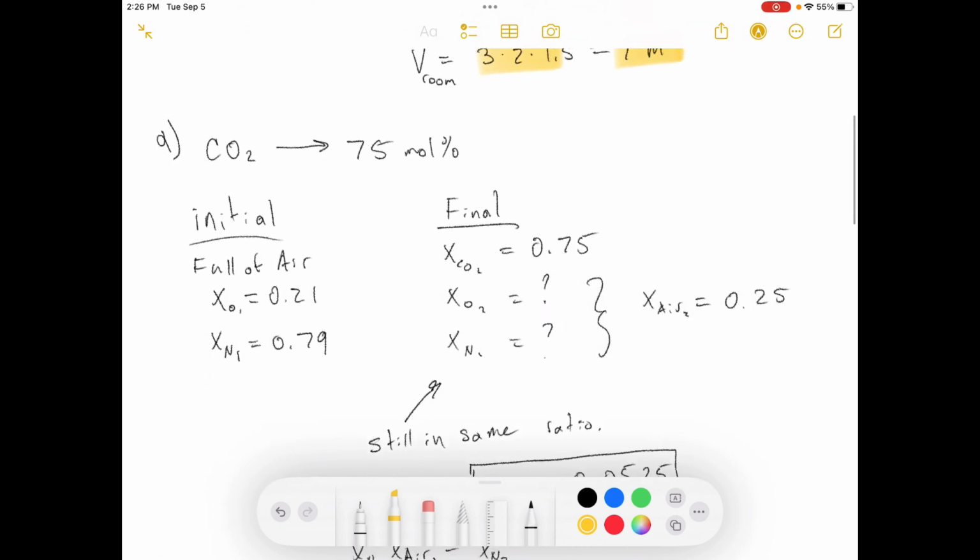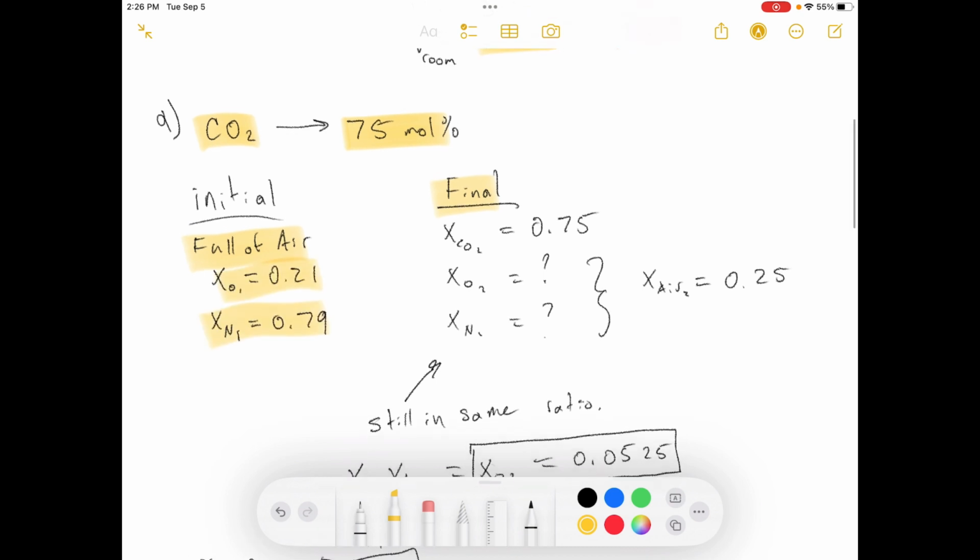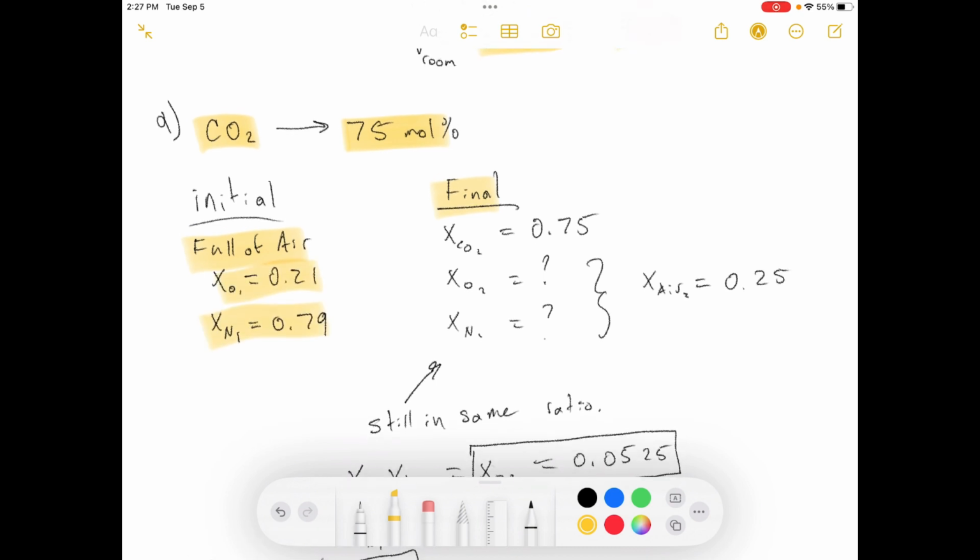Okay, so for part A, they asked, what would be the mole percent of oxygen if CO2 is at the lethal limit? Initially the room is full of air, and the mole fractions look like this. We're going to assume that. In the final state of the room, we know we've got 75 mole percent carbon dioxide. We know that air would be the remaining 25% of the room. But we don't know exactly what the mole percent of oxygen is.